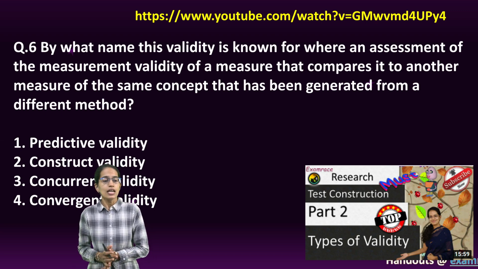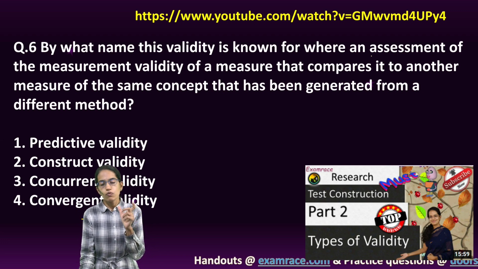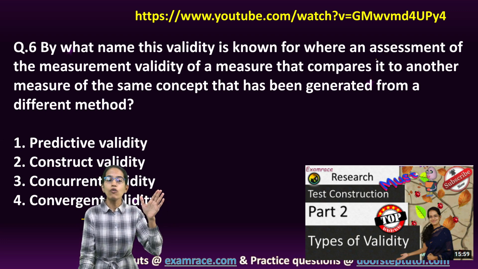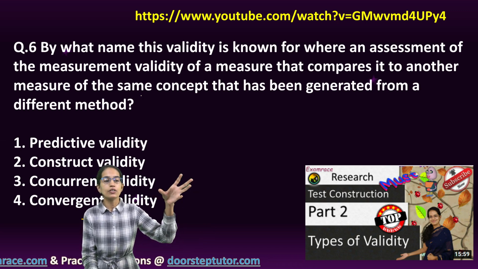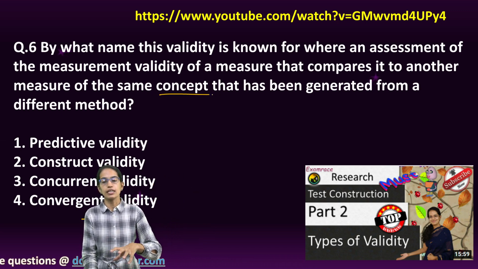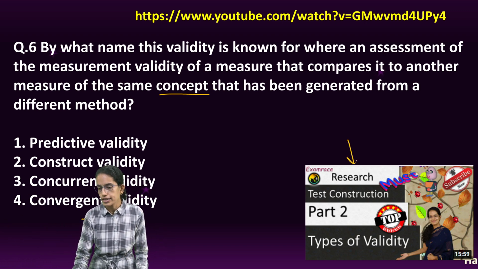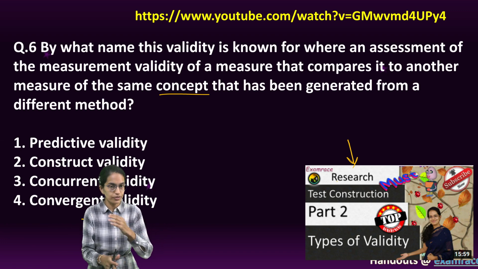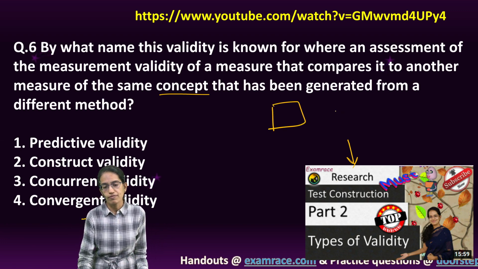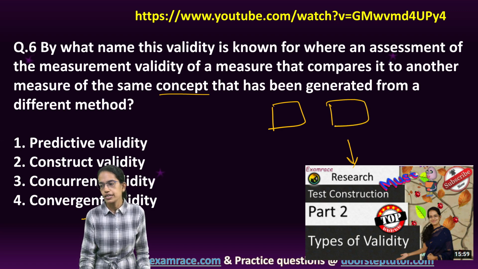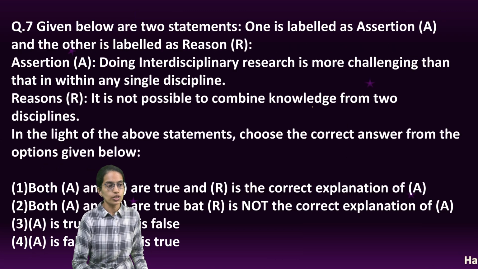The next is convergent validity. It is a validity where the assessment of the measurement validity of a measure is compared to the measure of the same content which is generated by a different method. When we have done a detailed lecture on validity, we have talked about different types of validity, and what we are trying to do is compare one validity with another kind of validity, and see on what parameters they are actually converging.